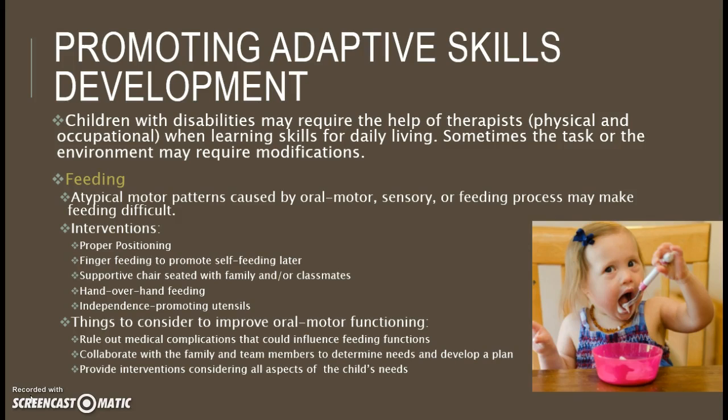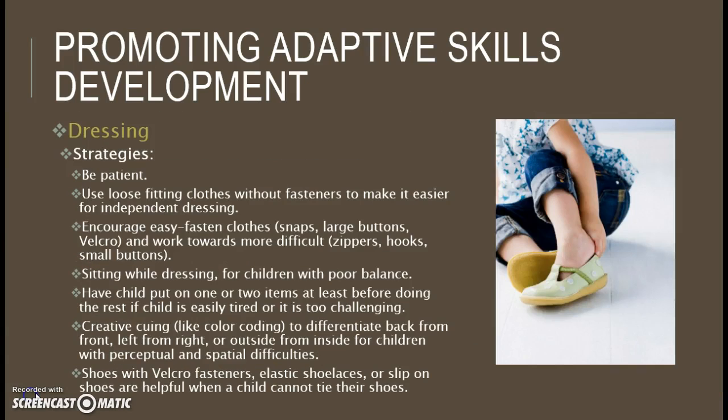For feeding, sometimes atypical motor patterns caused by oral, motor, sensory, or feeding process may make feeding difficult. Some interventions you can take are proper positioning, finger feeding to promote self-feeding later, supportive chairs seated with family and/or classmates, hand-over-hand feeding, or independence promoting utensils. Some things to consider to improve oral motor functioning are to rule out medical complications that could influence feeding functions, collaborate with the family and team members to determine needs and develop a plan, and provide interventions considering all aspects of the child's needs. Here are some strategies for dressing.